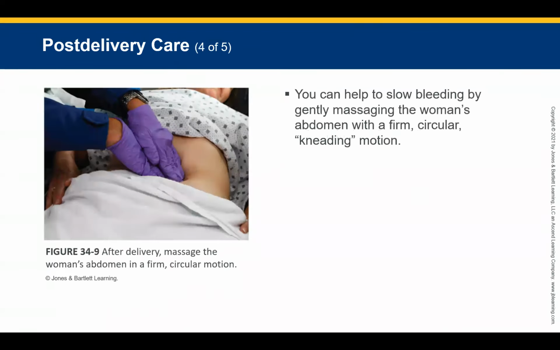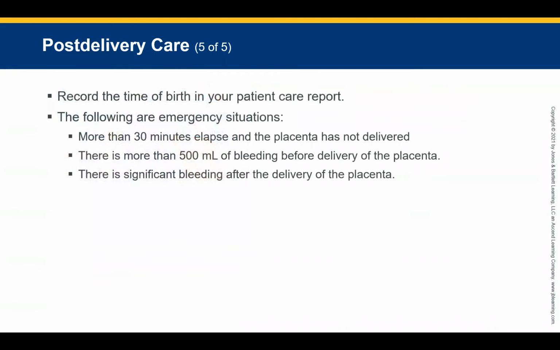Here are some of the things that you're going to have to potentially do. After the delivery of the placenta and before transport, place a sterile pad or sanitary napkin over the vagina and straighten the woman's legs. You can now help to slow bleeding by gently massaging the woman's abdomen with a firm circular kneading motion with one hand cupped over the top of the fundus and the other over the pubic bone. Like wax on, wax off. We're trying to apply pressure to keep it from bleeding everywhere. Record the time of birth in your patient's care report.